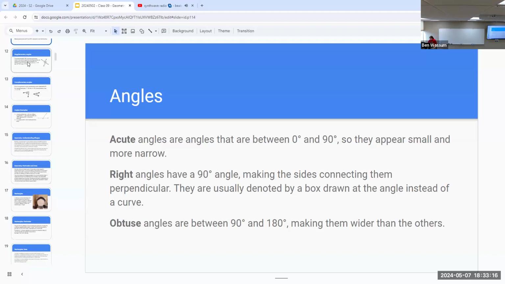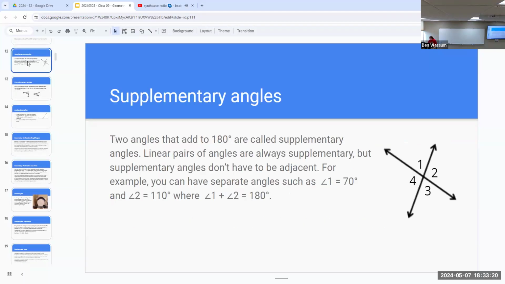All right, more vocab. You excited? Now, the next two are good to commit to memory because, honestly, I keep forgetting them. I forget one versus the other all the time. It drives me nuts. So we have supplementary angles and complementary angles. Supplementary angles are two angles that add up to 180 degrees. So basically, you put the two angles together to make a straight line.